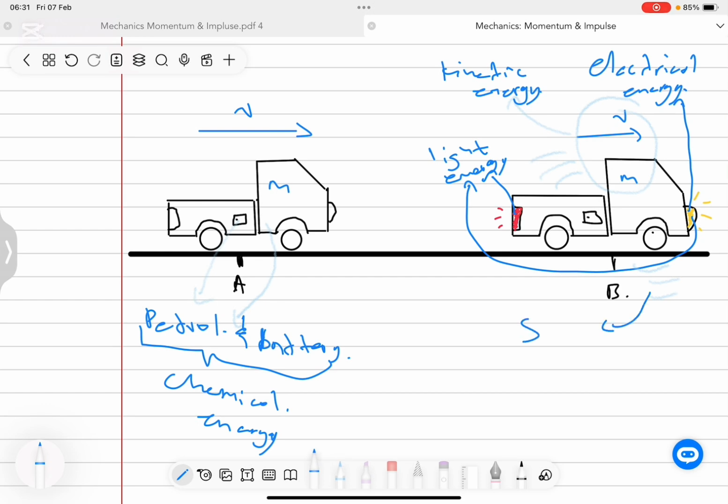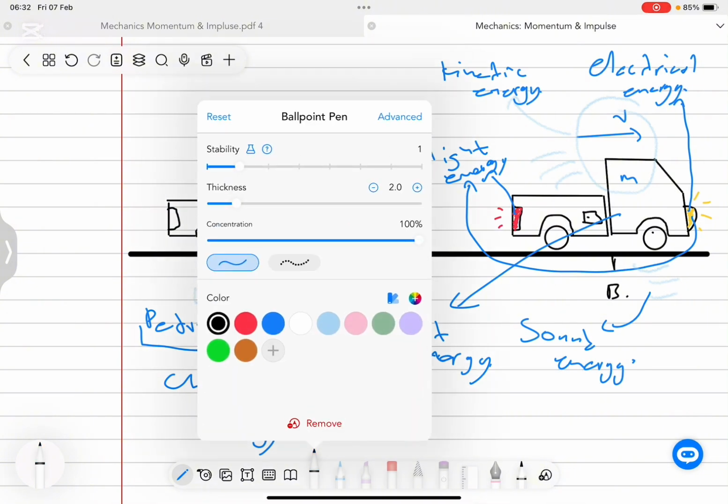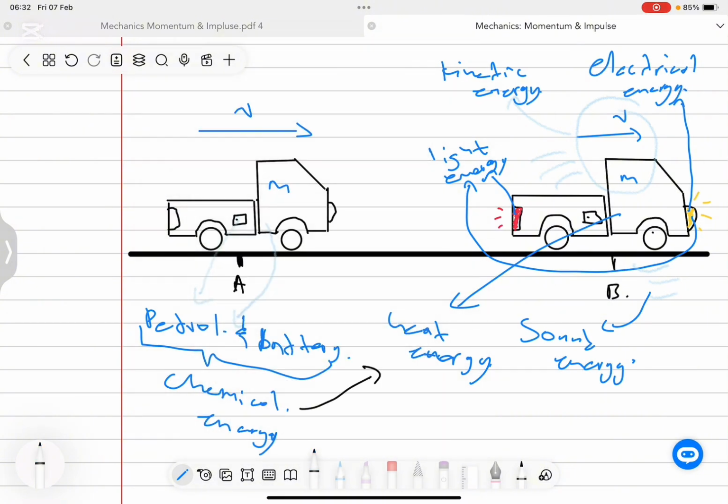And then we also have sound energy. There could be also some heat energy. A lot of components or elements in the car will start heating up, giving us what we call heat or thermal energy. All these energies that are now appearing when the car is actually moving, they come from this energy. It means this chemical energy is then being converted to all these forms of energy.